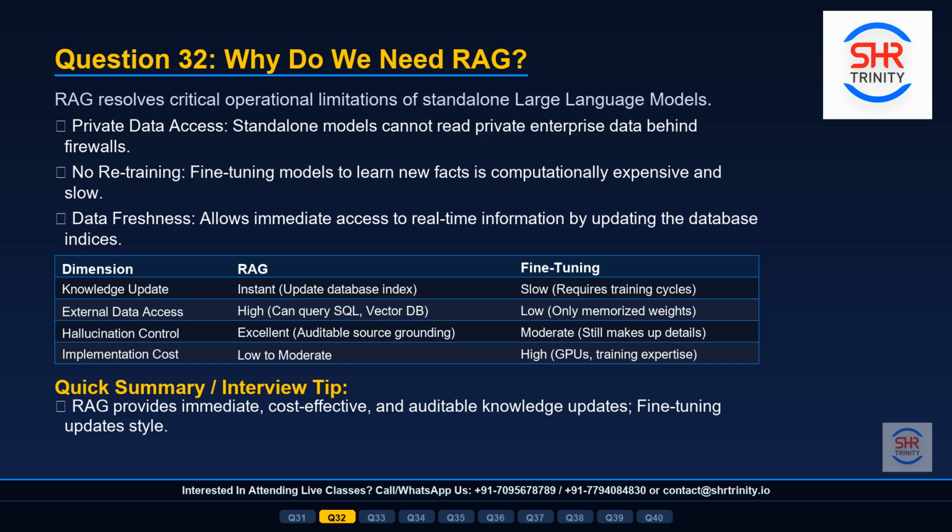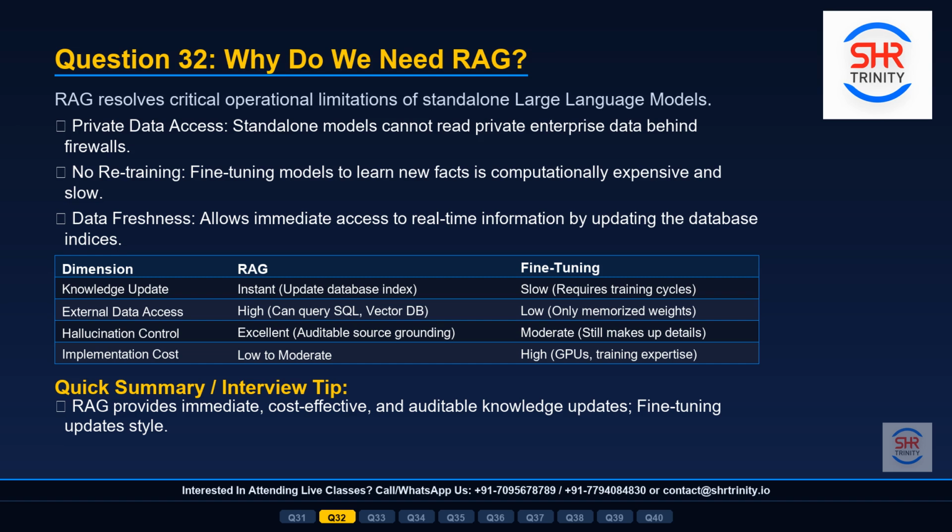Fine-tuning is like studying for a closed-book exam. It is slow, computationally expensive, and requires retraining the model every time information changes. RAG, on the other hand, is like an open-book exam. It fetches relevant documents instantly from a database, making it easy to update knowledge, access private files, and completely eliminate hallucinations by grounding responses in verifiable facts.